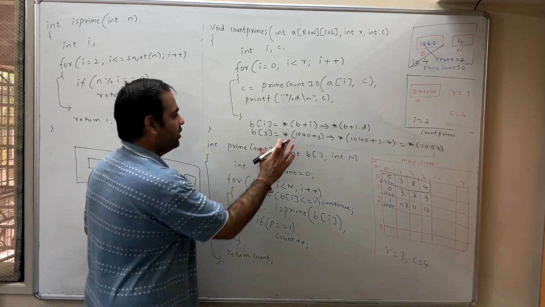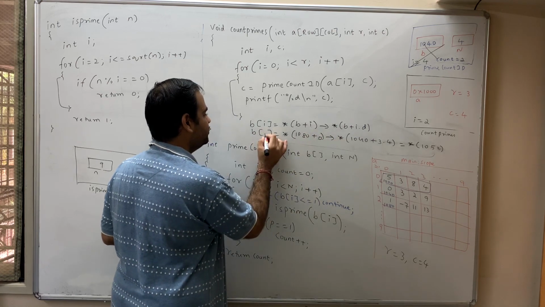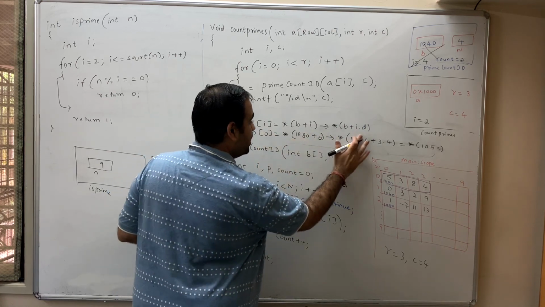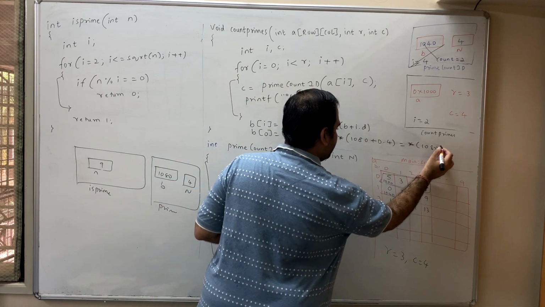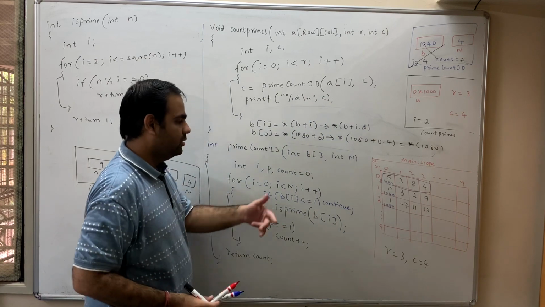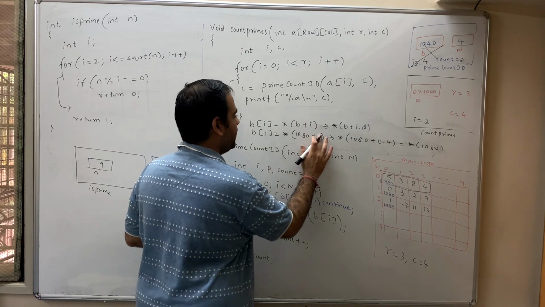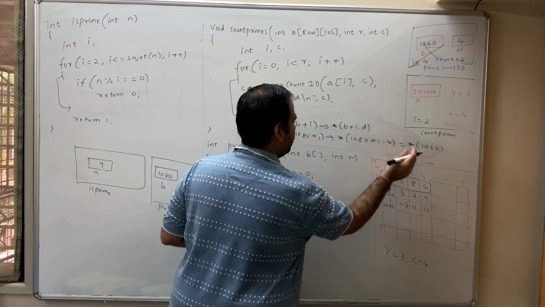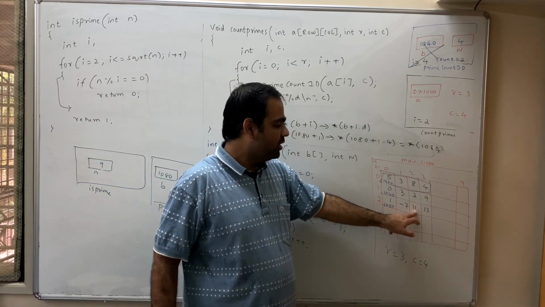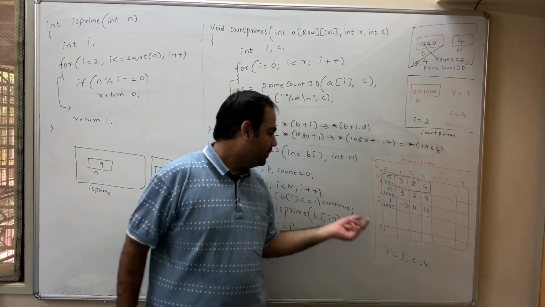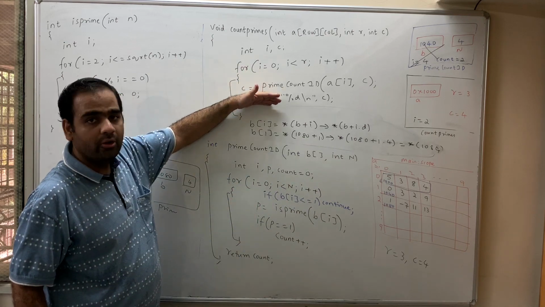B of 0 is nothing but 1080 plus 0. Are you getting it? B of 0 is nothing but 1080 plus 0 into 4, which is 1080. Now what is at 1080? You count it. i plus plus 1. B of 1 is nothing but 1080 plus 1 into 4, which is 1084. You check whether 1084 is prime or not. Then 1088, 1092 and i plus plus 4. 4 less than 4 is false. Whatever is the count, you return there, you print.